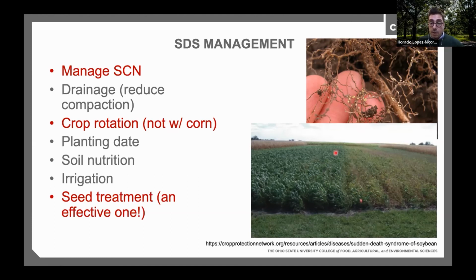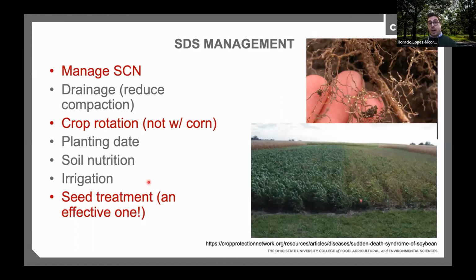So here I'm showing a picture where half of this field was under a soybean-corn rotation in a heavily infested field with Fusarium virguliforme, the SDS pathogen. And on this other half, a different rotation scheme was used, with oats and other small grains instead of corn. And you can see that there's more symptoms in this portion.